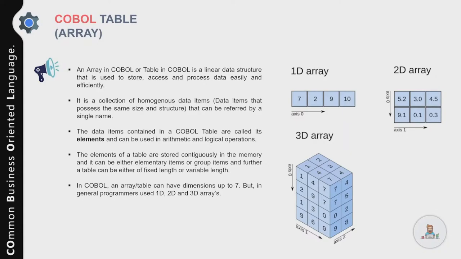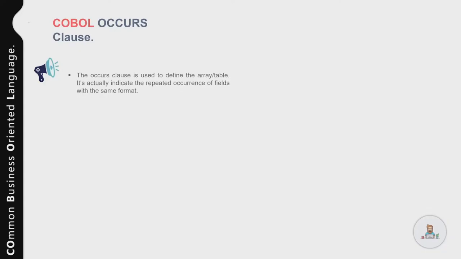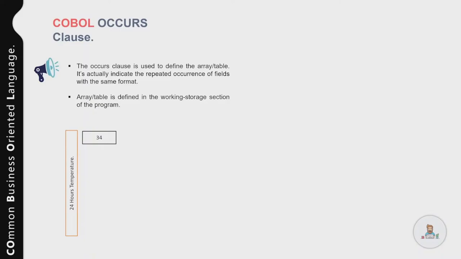Now let's talk about our next topic, which is the OCCURS clause in COBOL, and it is used to define a table in your COBOL programs. So by definition, the OCCURS clause is used to define the table. It actually indicates the repeated occurrence of a field with the same format. Apart from that, a table is defined in the working storage section of the COBOL program, and the business logic to store and access data from the table is specified in the procedure division.